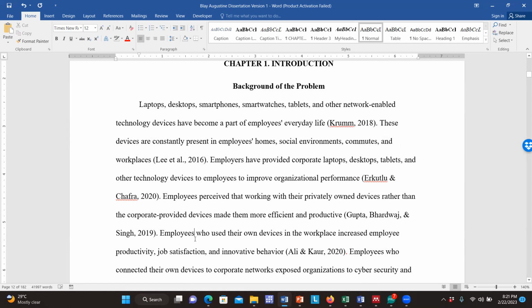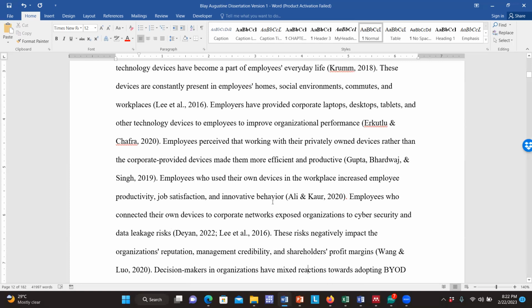Now it says that employees, now moving to the next team, perceive that working with their privately owned devices rather than the corporate provided devices made them more efficient and what? Productive. Now, employers provided this for them, fine, to improve organizational performance, but the employees believe that when they use their own devices, it helps. So employees who use their own devices in the workplace increase productivity. We are still talking about employees, but he's giving evidence to it.